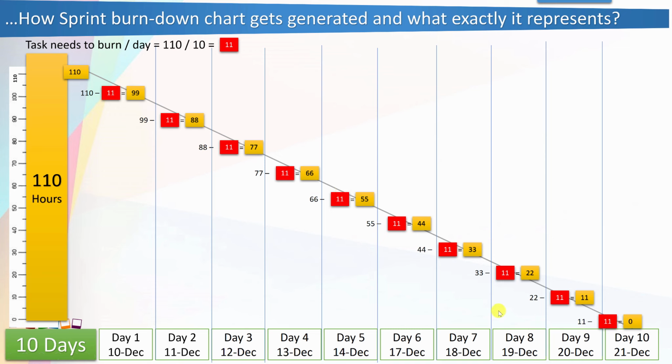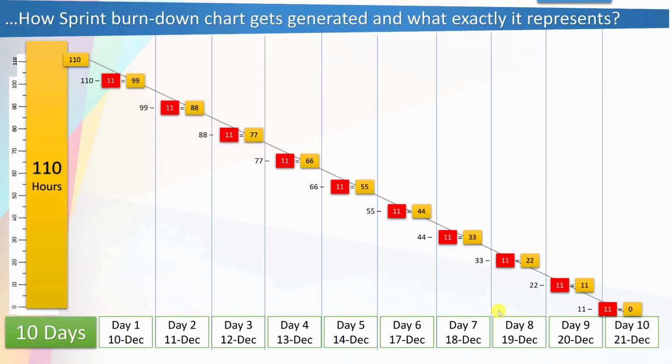Now if that is the ideal line, how will the actual line be plotted? Let's see, if we start plotting on day 1, how much work someone has done. For example, the entire team has worked some hours. At the end of day 1, their remaining hours are 105. What that means is they have worked 5 hours. At the end of day 1, they have 105 hours of work remaining.